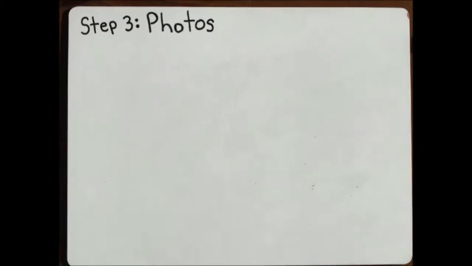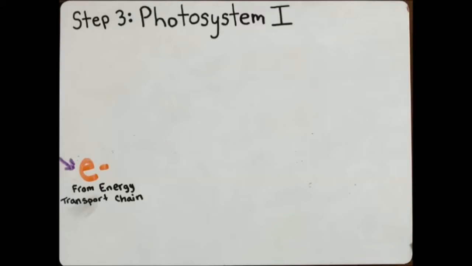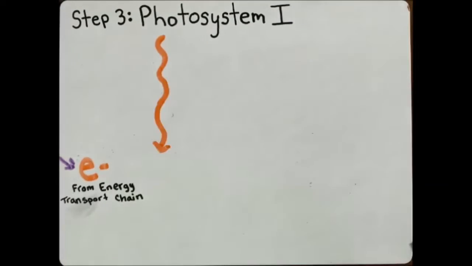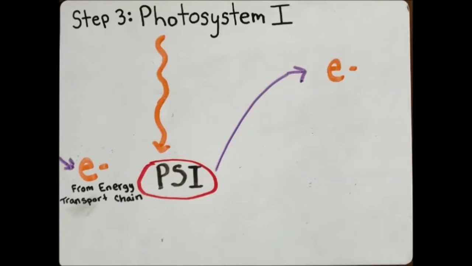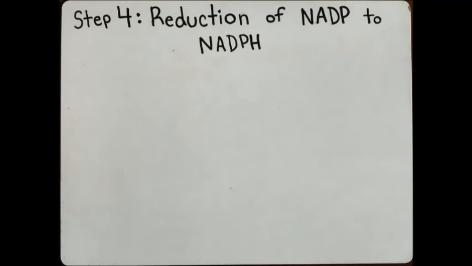Step 3. Photosystem 1. The low-energy electron from the electron transport chain enters photosystem 1 as sunlight generates another high-energy electron. The fourth and final step of light-dependent reactions is reduction, or adding of electrons to form NADPH from NADP.